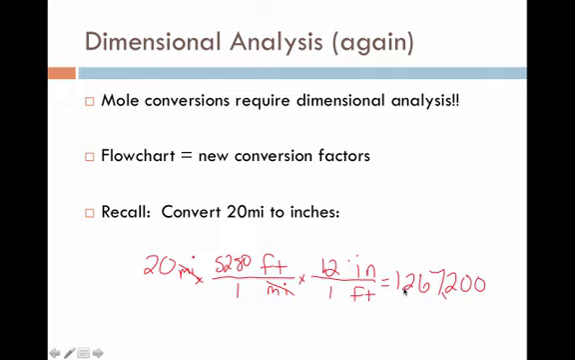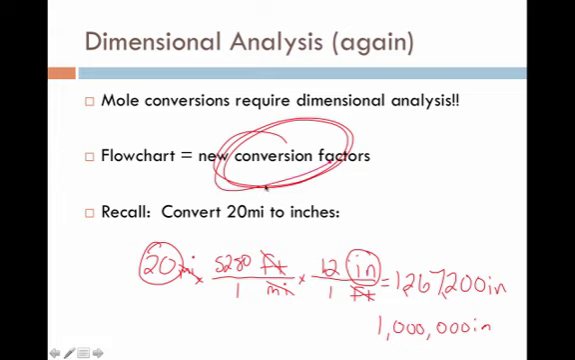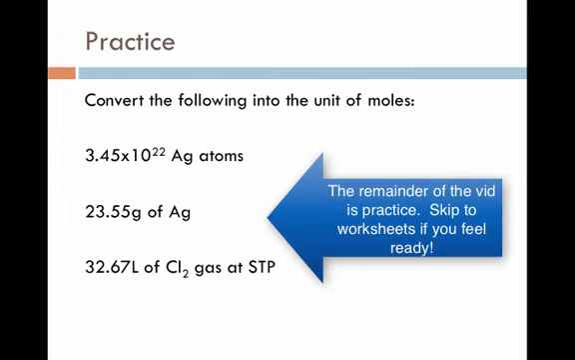1,267,200 inches, which if we round down to the correct number of significant digits, we're really talking about somewhere in the vicinity of 1 million inches. The answer itself is not important though. What is important is that you remember how this process works, how we cancel out units, how we line things up, because it's exactly what we're going to be doing now, but instead we're going to be doing it with our new conversion factors. So all that's left now is working on some practice problems.